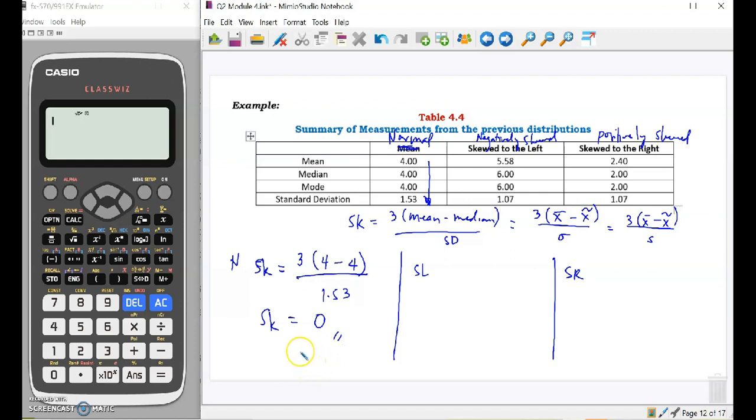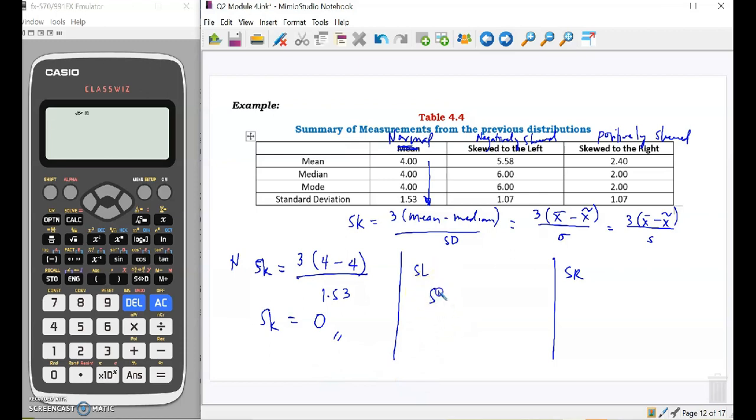Do you think it will always be 0? Of course, it will always be 0. Why is that so? Because the mean is equal to the median. If we're going to subtract two values with the same value, the answer will always be 0. So, if you solve for the skewness and the answer that you arrive with is 0, definitely the distribution is a normal distribution.